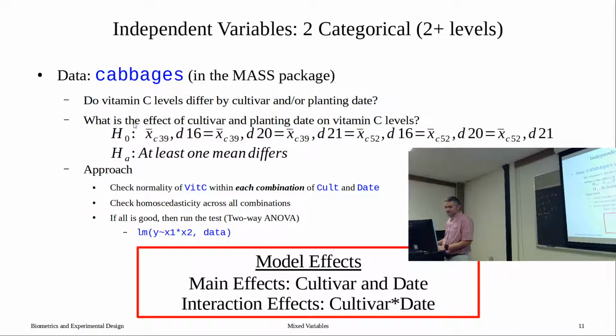All right, so this cultivar 39 day 16 subset is normally distributed. This subset, the 39 day 20, is normally distributed. This subset, cultivar 39 day 21, is normally distributed. 52, 16, and so forth. All of those individual groups are normally distributed. A QQ plot and writing the formula isn't going to work. Unfortunately, not going to work. We're going to have to do that manually.